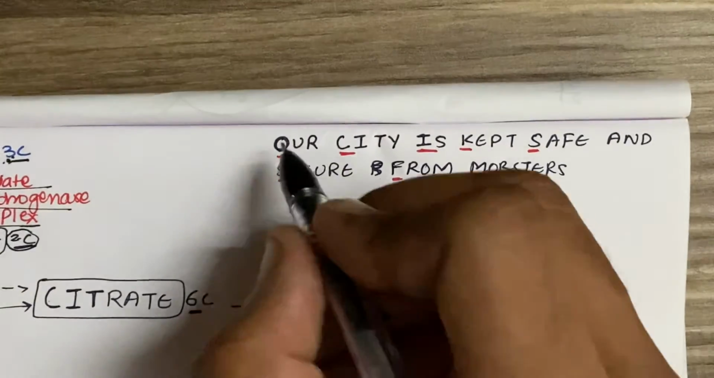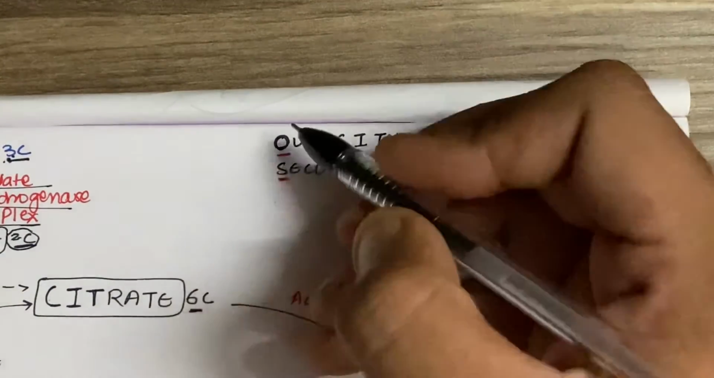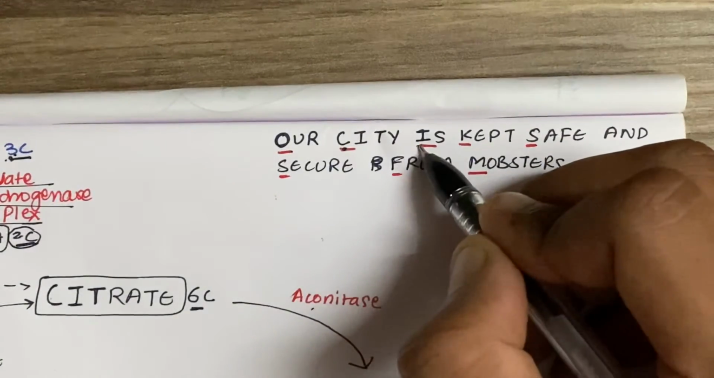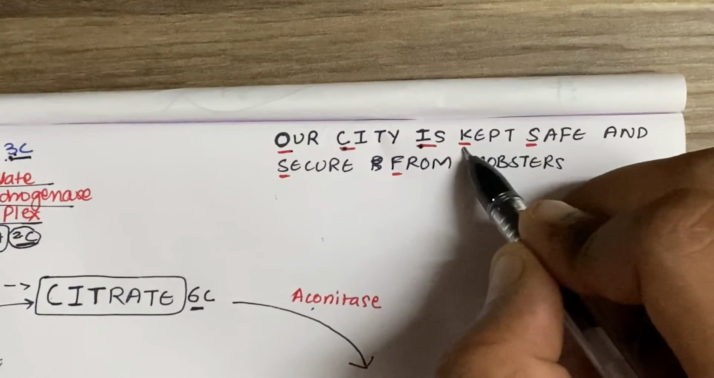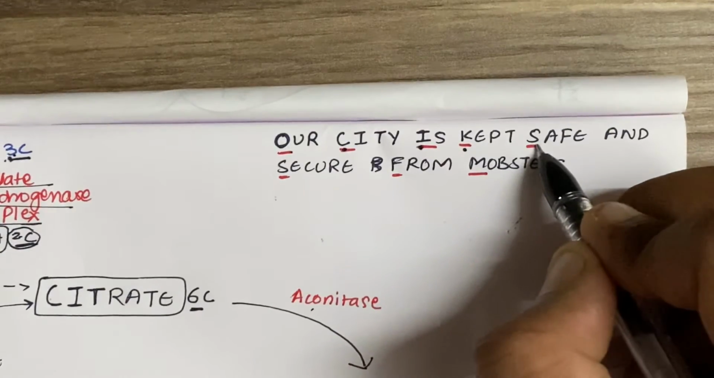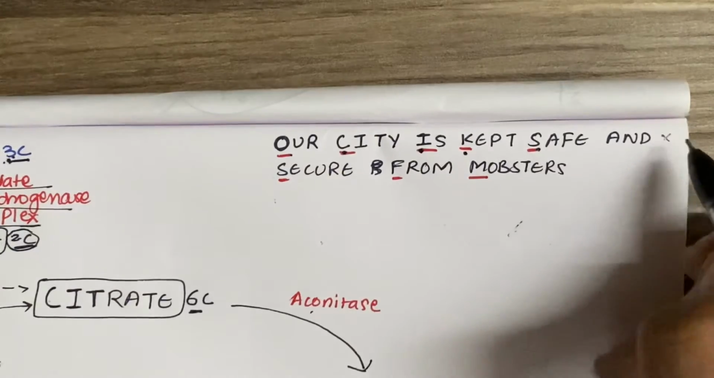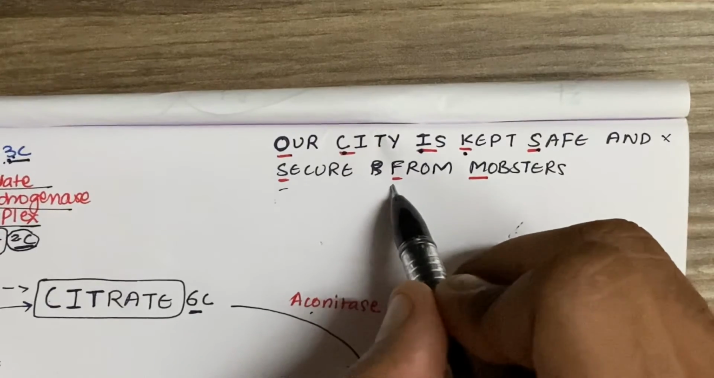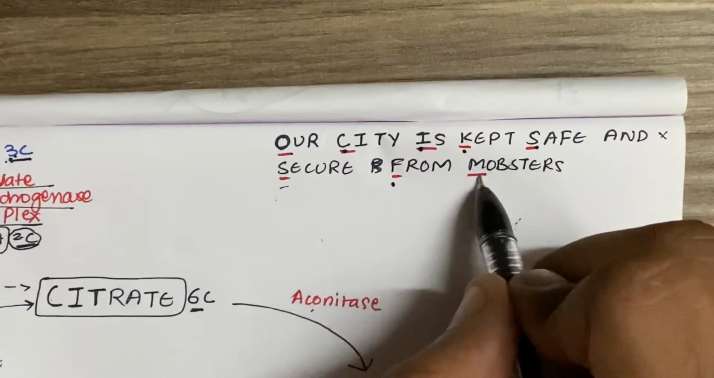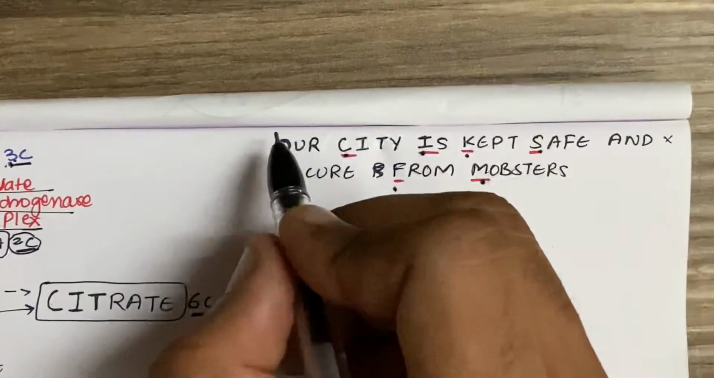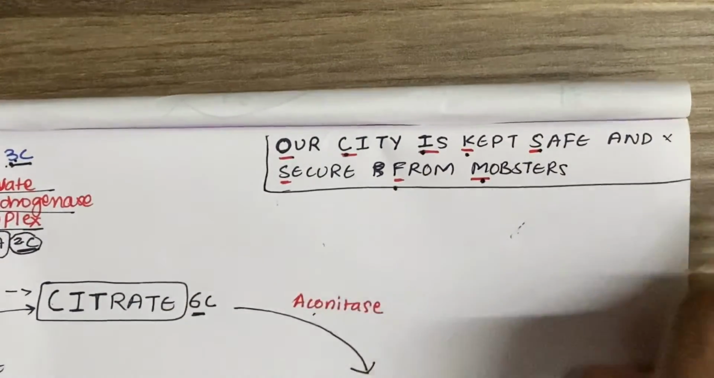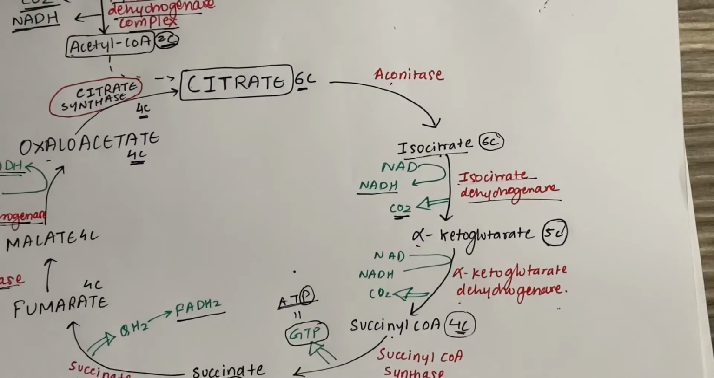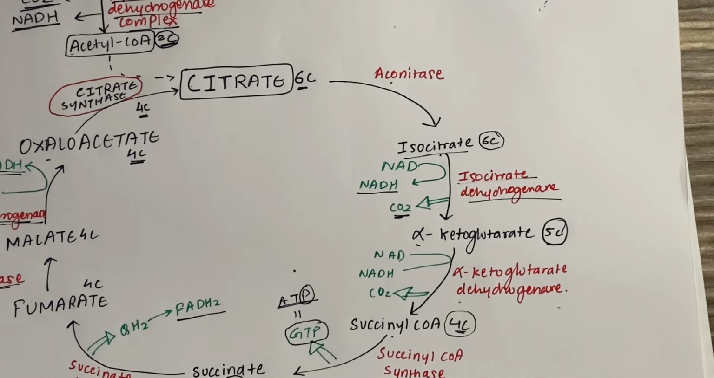Okay, so O stands for oxaloacetate, C stands for citrate, I stands for isocitrate, K stands for alpha ketoglutaric acid, and S stands for succinyl coenzyme A. Forget this N, but secure stands for succinate, from stands for fumarate, and M stands for malate. It's a simple mnemonic which you can learn from the steps. And the enzymes used are mostly dehydrogenases, or named after the previous molecule that is present.